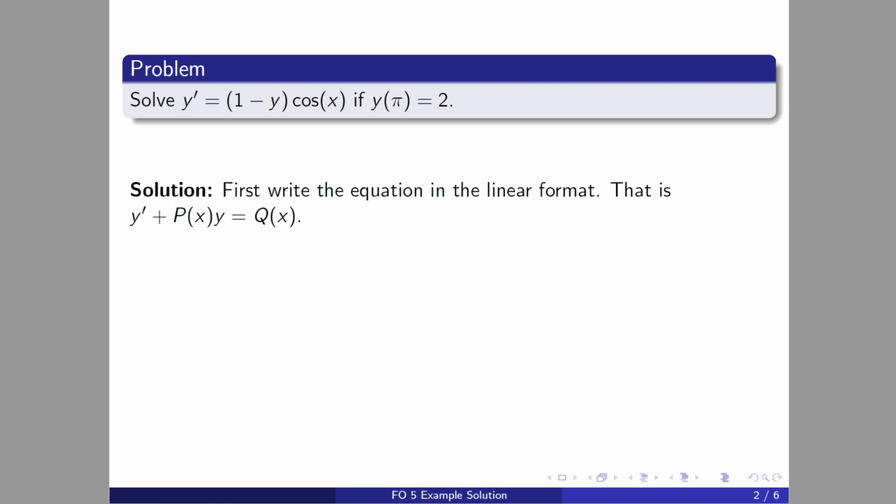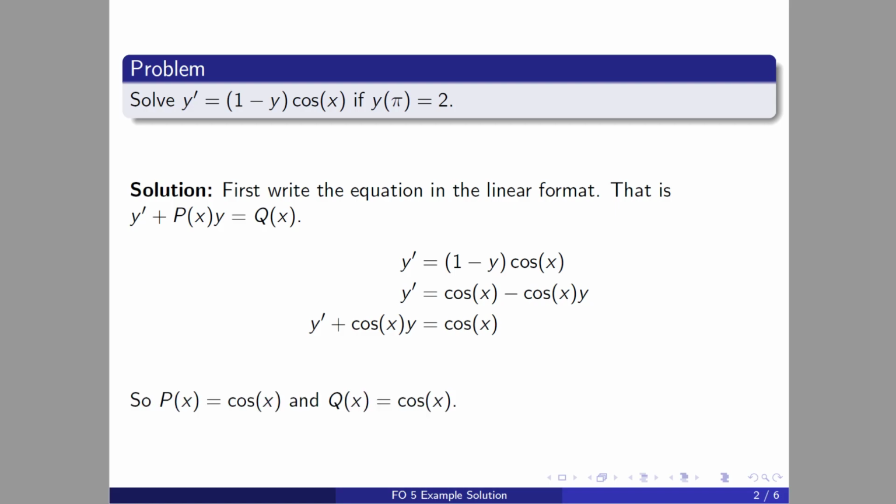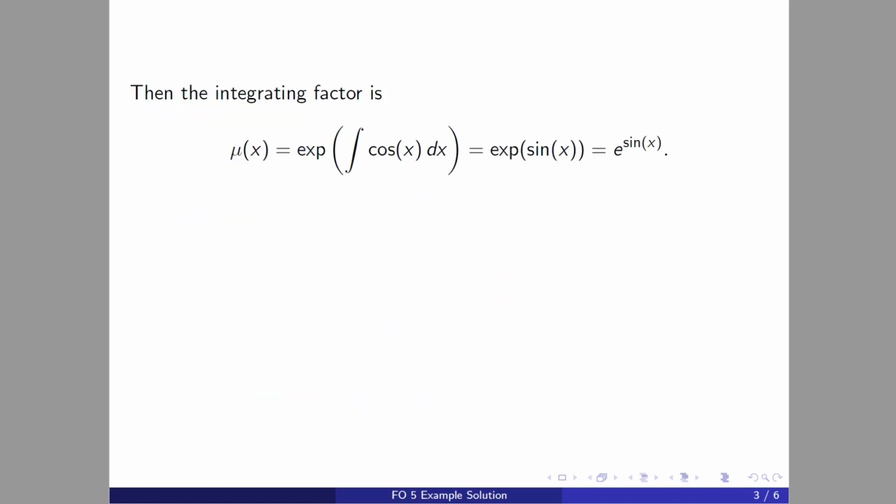Alright, so this is just a little bit of algebra. First we distribute the cosine of x over the 1 minus y, yielding y prime equals cosine of x minus cosine of x times y. And then we move the y term to the left-hand side, producing y prime plus cosine of x times y equals cosine of x. This makes our p of x equal to cosine of x, and our q of x also equal to cosine of x. Alright, we obtained p and q in order to get the integrating factor, which will lead us to the actual solution of the equation.